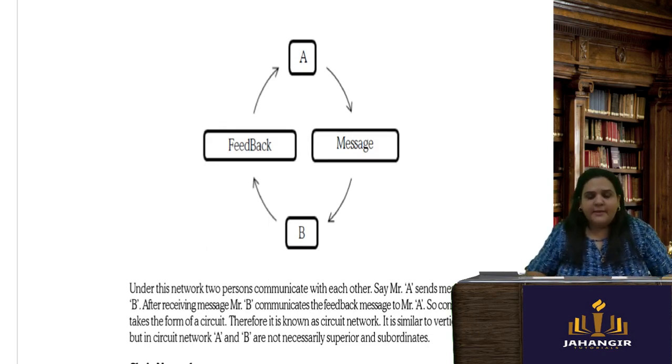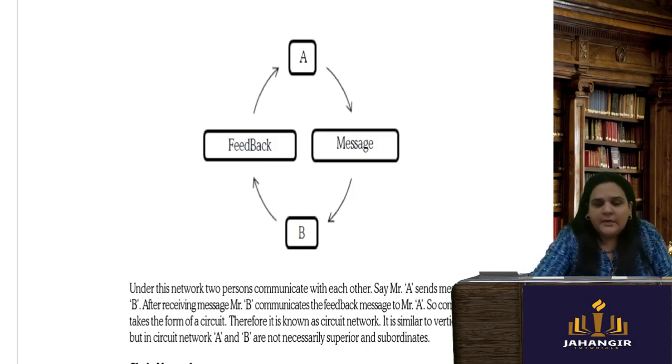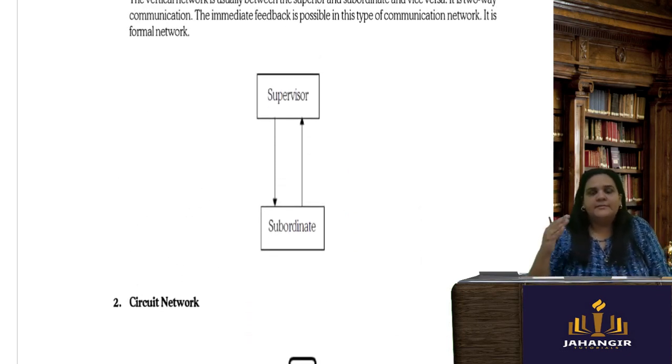And there is feedback given by Mr. B. Okay, so it is in the form of a circuit. Again, there is a message, there is a circuit. Here, there is a relationship of supervisor and subordinate. Either it can move from supervisor to subordinate or it is moving from the subordinate to supervisor.